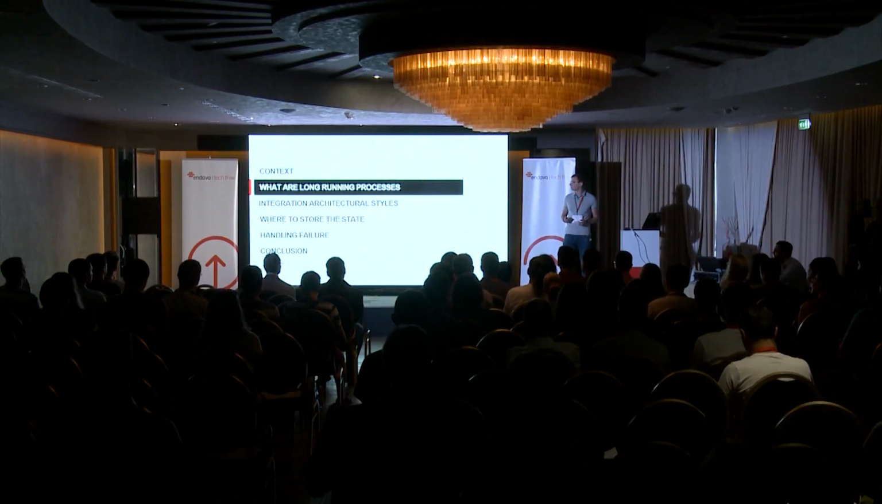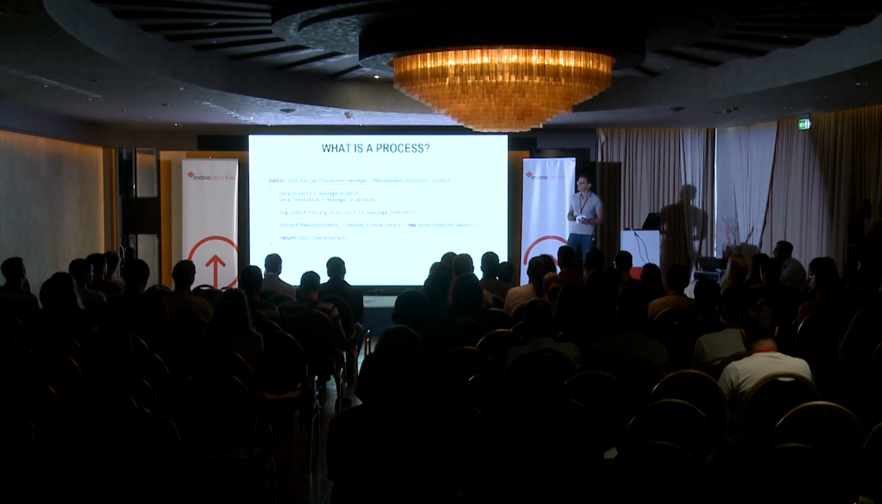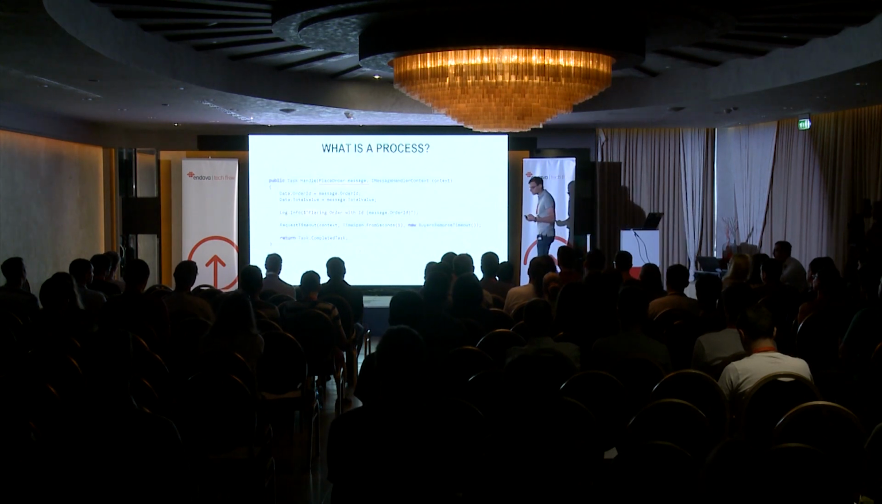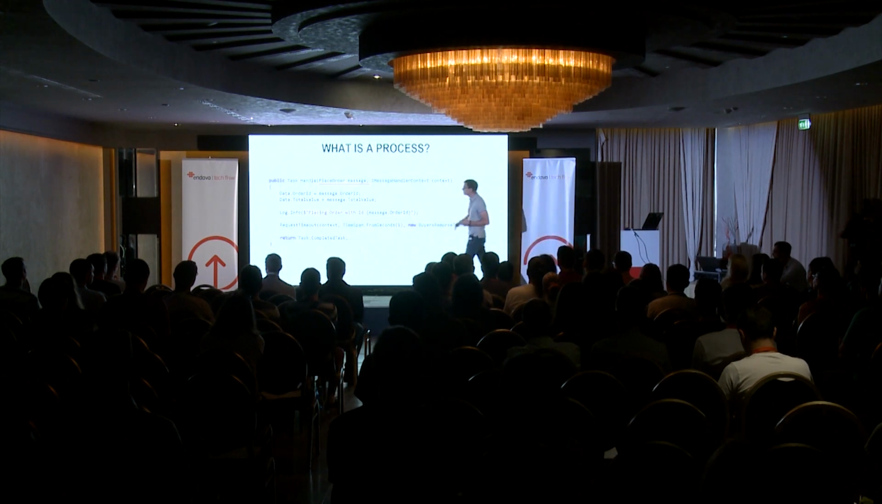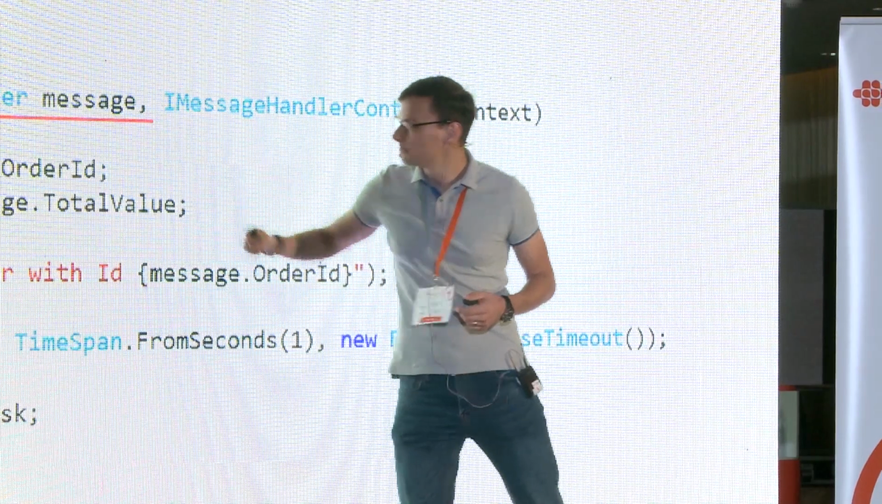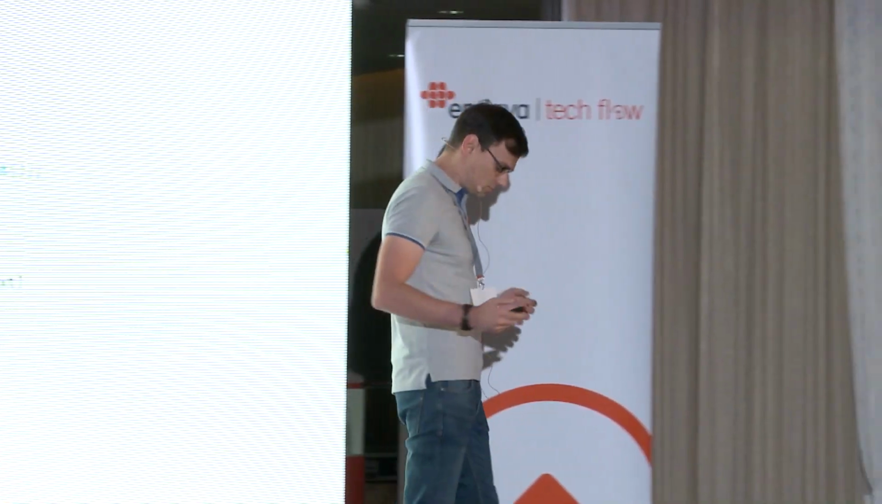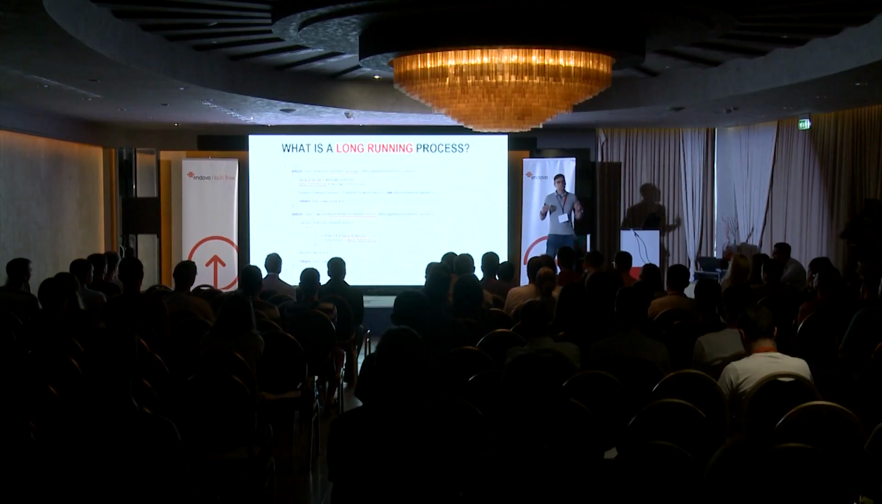But what actually are long-running processes? Well, we'll first start with what is a process. A process is just a set of instructions that are executed as a result of a trigger. So in this case, we have the place order message. And a long-running process is just a special kind of process whose execution lifetime exceeds that of a single process. So basically, you have multiple triggers that need to be handled by the same process instance.